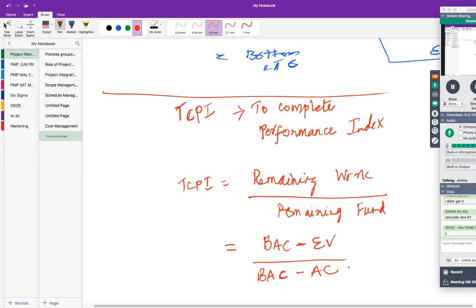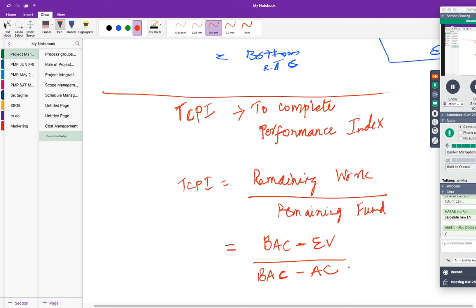So if your present CPI is less than 1, definitely your TCPI will be more than 1, correct? Because you have not gone as per the plan early. So now you have to go more than your plan. In the sense, you have to perform better than your plan. That's the meaning, correct? So if your present CPI is less than 1, definitely your TCPI will be more than 1. You get it? So this is called as TCPI.